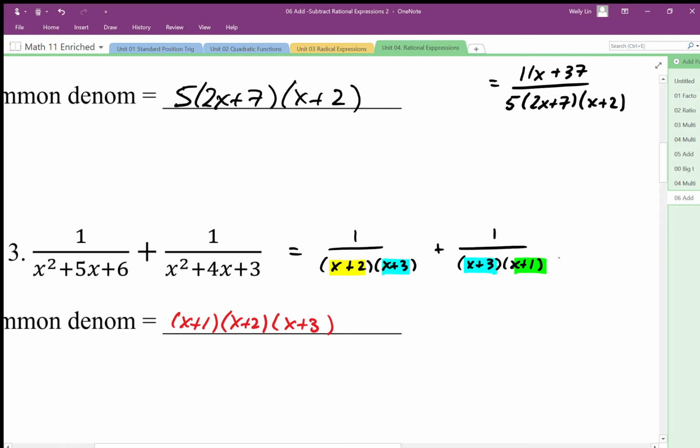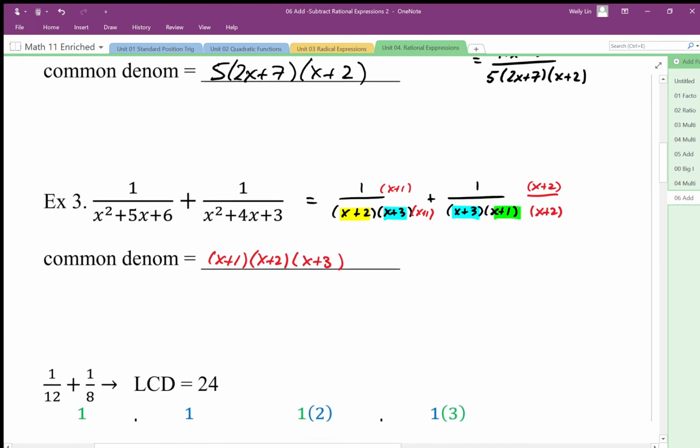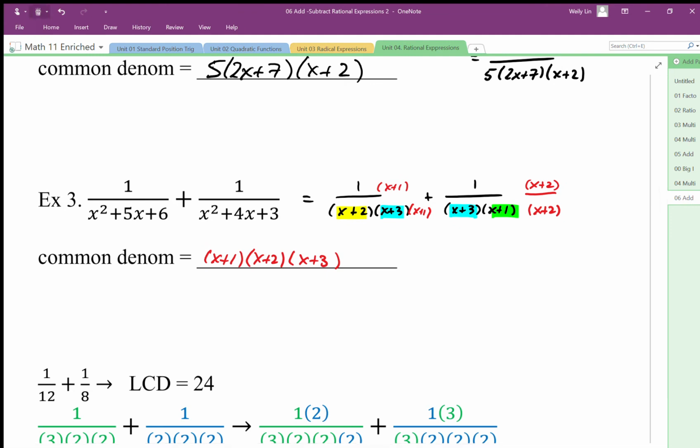So to make this the common denominator, I'm missing an x plus 2, so I have to do that to the top and bottom. Here I'm missing an x plus 1. So I've now generated my common denominator. I can rewrite this fraction with a common denominator and add them together.